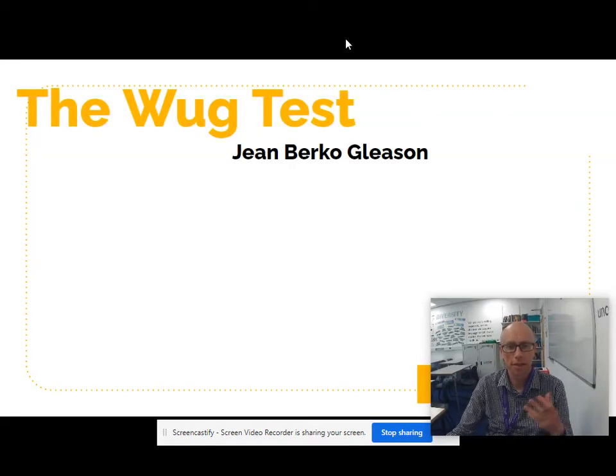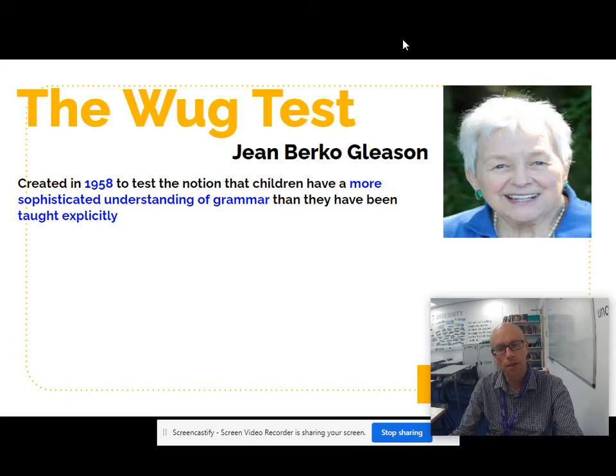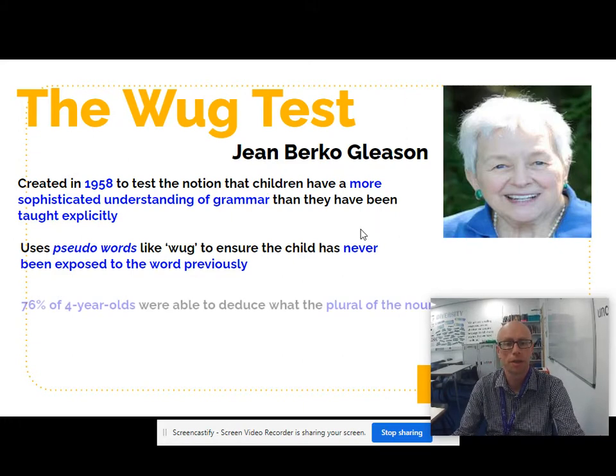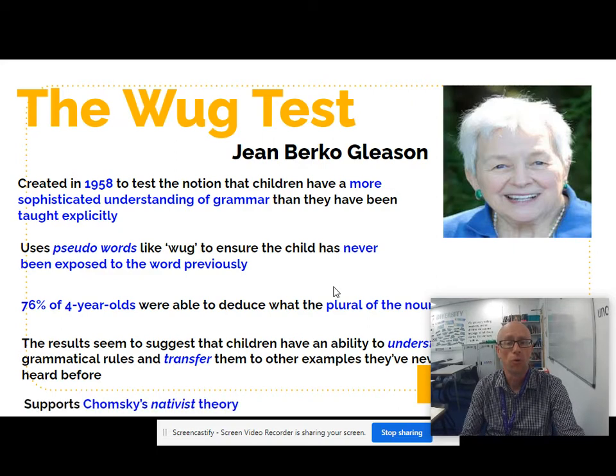Okay, so the WUG test, as I say, created a long time ago by Jean Berko Gleason. And basically the point is that it shows that children have a much more sophisticated understanding of grammar than they have been taught explicitly. It uses pseudo words, made up words like WUG, to ensure that the child has never been exposed to the word previously. In the research undertaken, three quarters of a load of four-year-olds were able to deduce what the plural of the noun word was. So these results seem to suggest that children have an ability to understand grammatical rules and transfer them to other examples that they've never heard before. And therefore, if you think back to our four explanations about children's language acquisition, this seems to support Chomsky's nativist theory, that language is kind of hardwired into the brain.